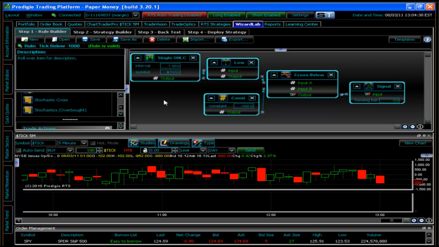Oh well, but here's the strategy. I'm going to put this up on the blog. So go to www.prodigiorts.net, and we're going to have a new blog entry with the strategy exports, and you can go there, import them into your Prodigio, and begin playing with it. But that's about it. So that's the tick fade strategy.